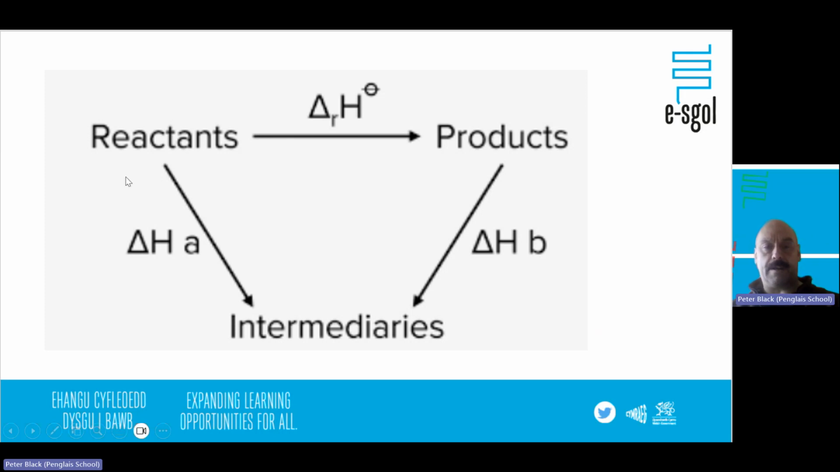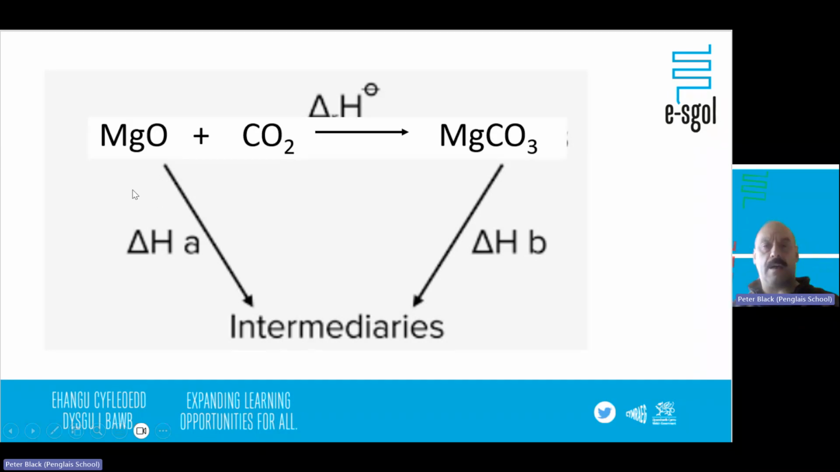So we're going to construct a Hess cycle, and this idea here, these intermediaries, is really important, because they determine what your Hess cycle is going to look like and how it's constructed. Okay, so let's consider our reaction. We're going to try and work out this enthalpy change, and we're going to use two different reactions to help us do that: enthalpy change for reaction A and enthalpy change for reaction B. So we're going to think about what our intermediaries will be.